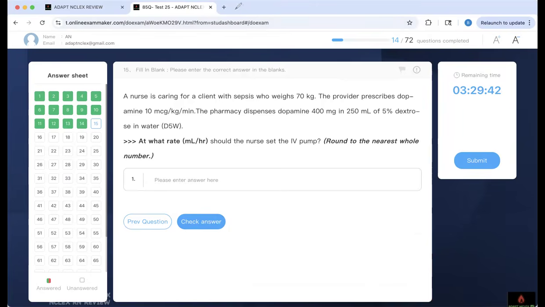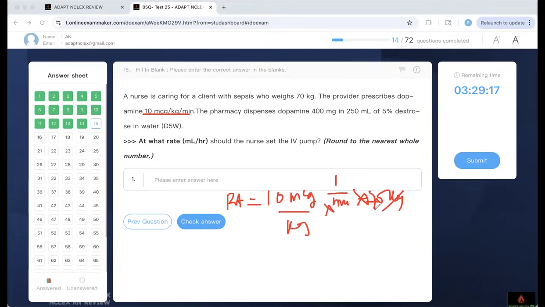How do you approach this? Just relax. First, they give you the dose. The prescribed dose is what? They say 10 microgram per kilo per minute over 1. Therefore, patient weight 70 kilos, we multiply by 70. So kilo cancels. Now we have 700 microgram per minute. That's the prescribed dose.